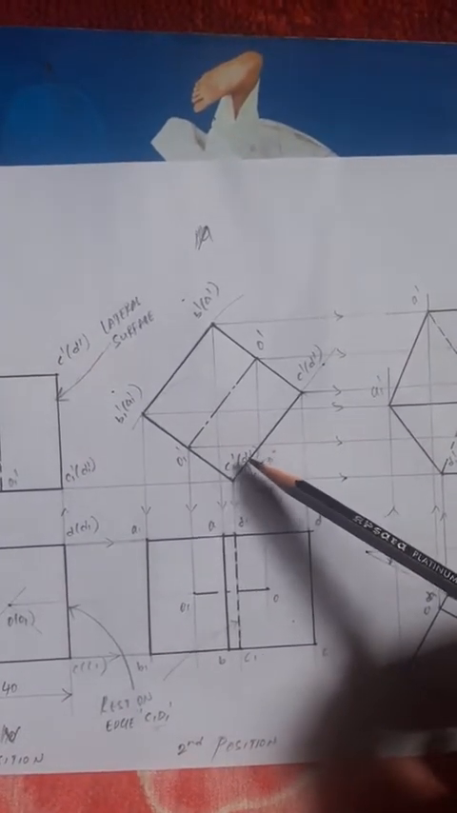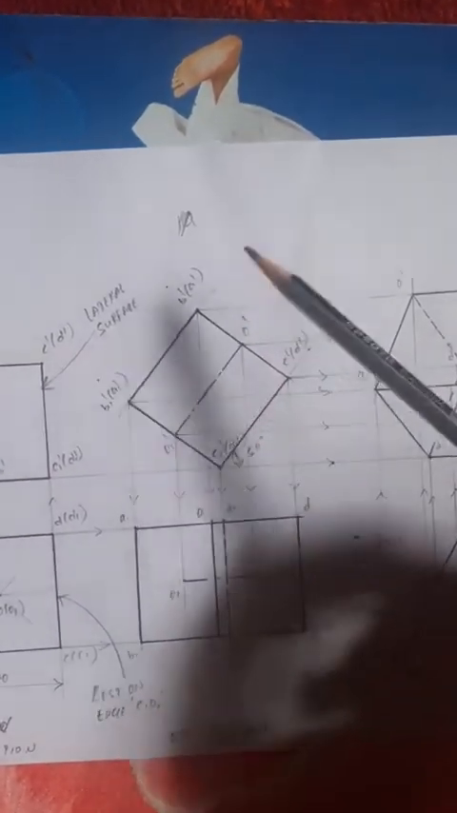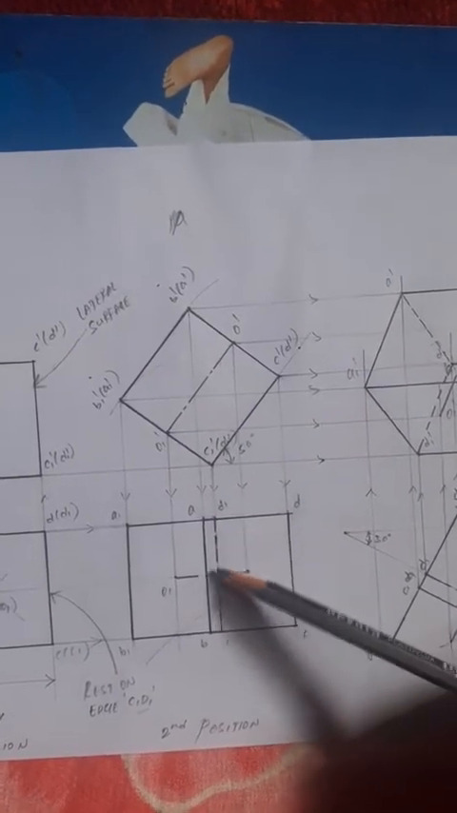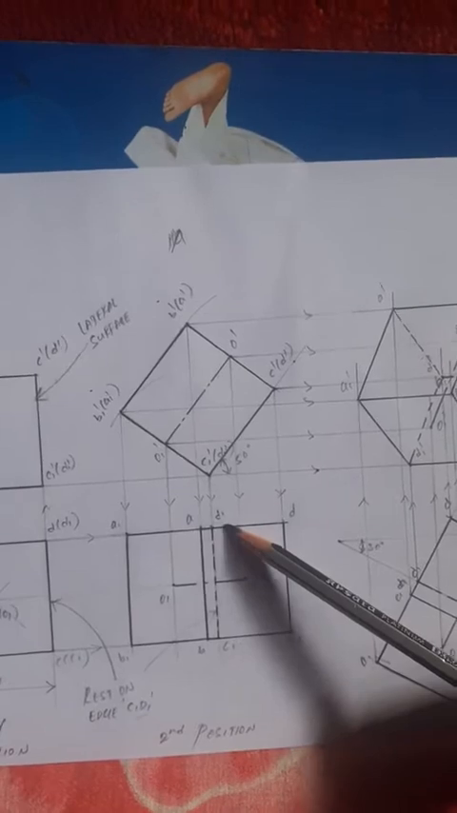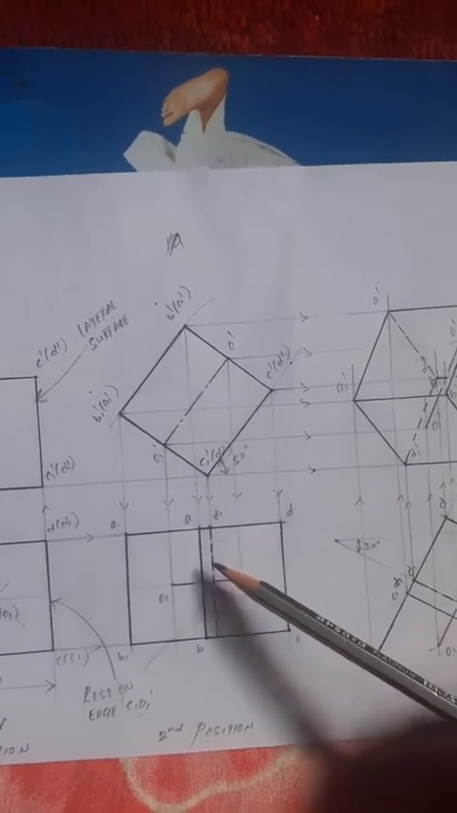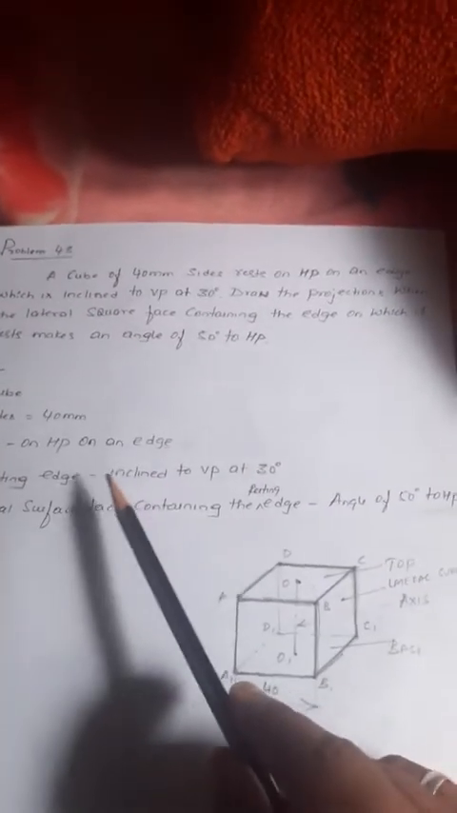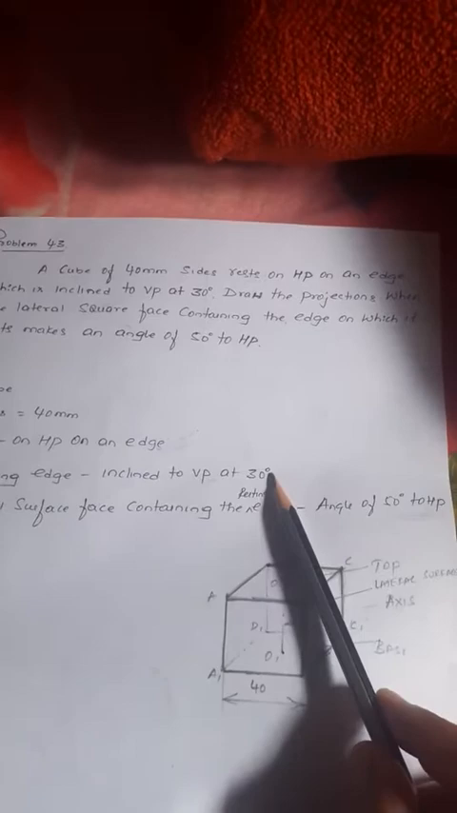Next, C1 dash, D1 dash are far away from the observer, right? That's why the corners C1 and D1 are invisible, and the edge passing through those corners is also an invisible edge, that is a dashed thick line. Then the axis line is shown. That completes the second position top view, right? Now what is the third condition given? The resting edge is inclined to VP at 30 degrees. Whatever dimension is given to VP, you have to show in HP, right?